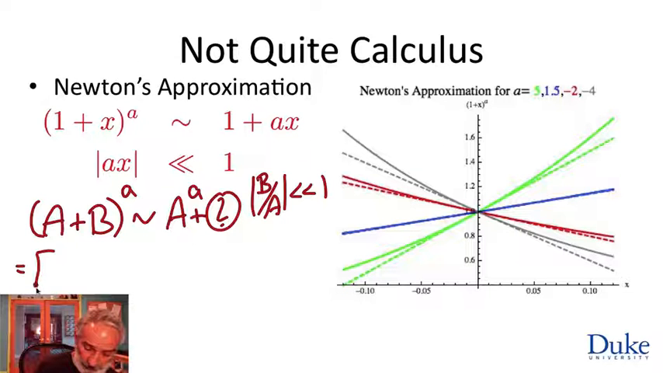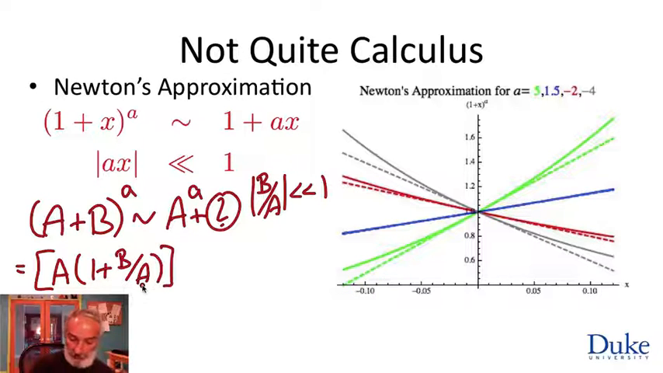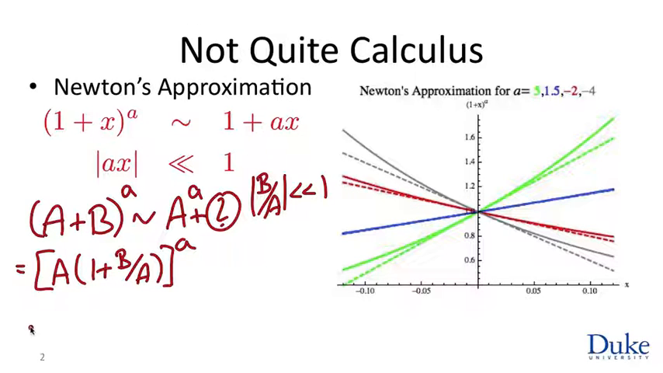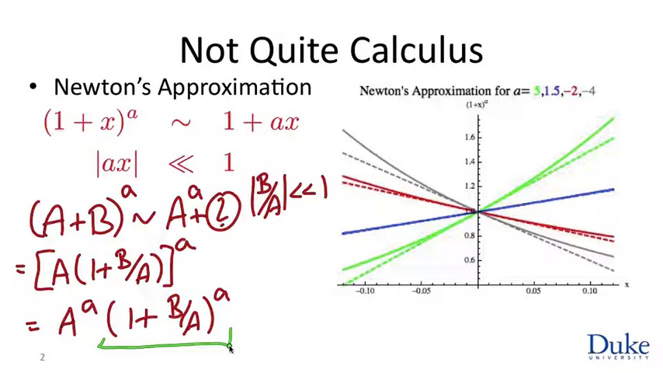The way I render this amenable to Newton's approximation is I write A plus B as A times 1 plus B over A. This is simply pulling a factor of A out of the parentheses, and then I raise all this to the a-th power. And then I use the awesome power of algebra that tells me that this is A to the a times 1 plus B over A to the a-th power. And now, by my assumption, unless the power a is very large, this quantity here is exactly amenable to the use of Newton's approximation. B over A will play the role of x, and we can use Newton's approximation.